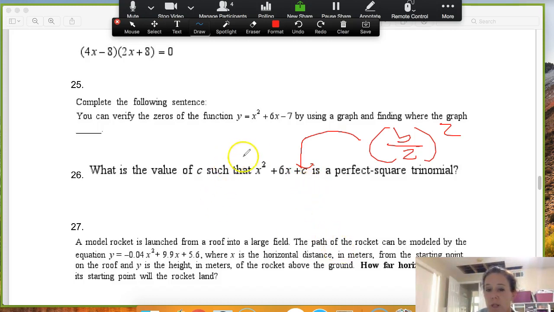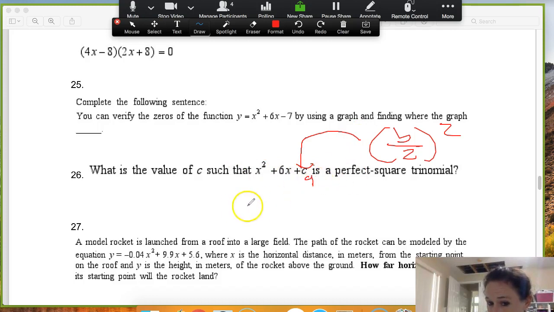And that only works as long as there's not an a value here. If there's an a value here, you first divide out the a value, or factor out the a value. Then you take your middle term and divide it by 2 and square it. That's what that term has to be: b divided by 2, squared. And once it is 9, so it is 9.